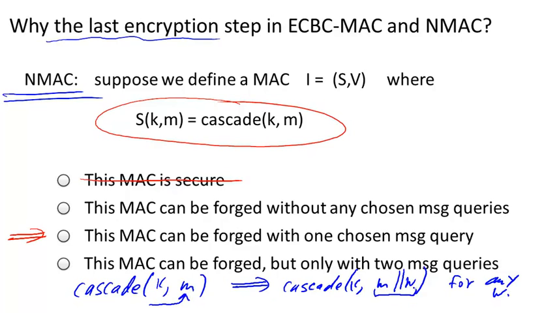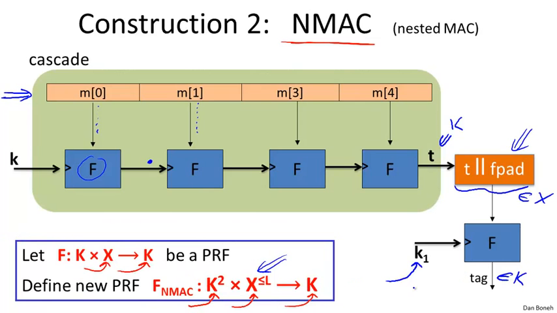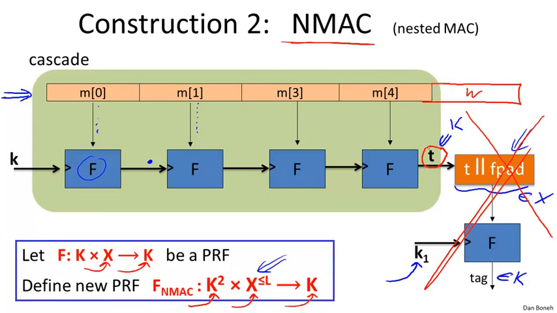But let's go back to the diagram describing cascade and see why this is true. Let's see what happens if this last step isn't there. As an attacker, I can add one more block here, which we call W. Then I can take the output of cascade, which is this value T, and simply apply the function F to it again. So here I'll take this T value, plug it into F, and plug my last block W into it.